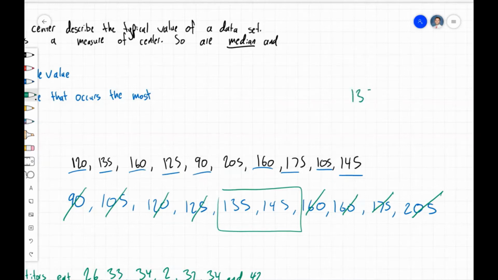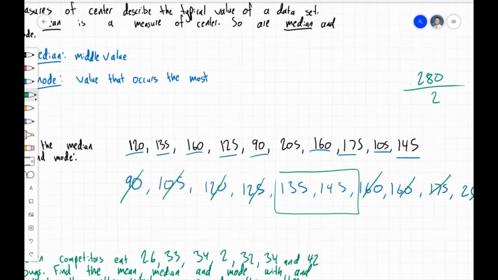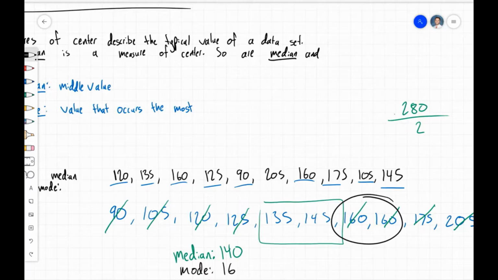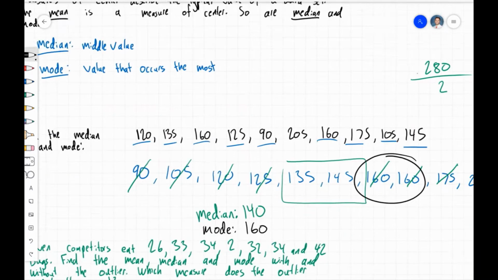But just to show you that we can do this by finding the mean, we'll take 135 and add it to 145 and divide that by 2. So 135 plus 145 is 280. And then 280 divided by 2 is 140. So the median of this data set is 140. It's just the point in the very middle. Now, the mode is just the value that occurs the most. So you may have noticed in this data set, the only number that occurred more than once was 160. We had 2 of those, whereas everything else we only had 1 instance. So our mode here is 160.